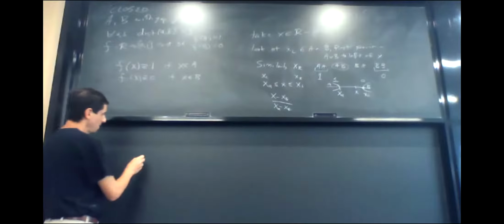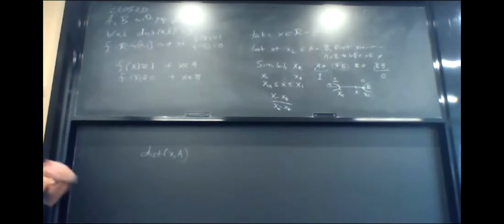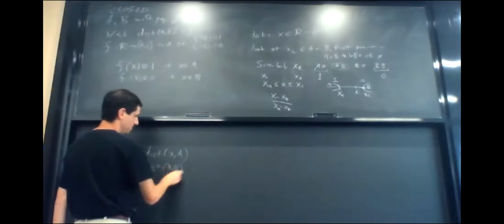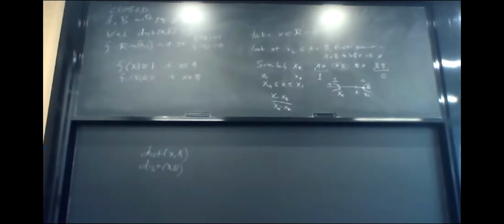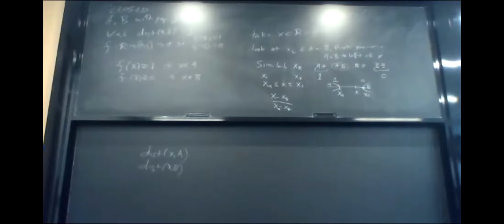So if I look at the distance to A, what's that distance going to be? It's going to be 0 if x is in A, 1 if x is in B. And I also have the distance from x to B. Those might be really good ingredients to use to build a function. So what function would you want to build now? I want something that's going to be 1 if I'm in A, 0 if I'm in B, and it's going to be between 0 and 1.